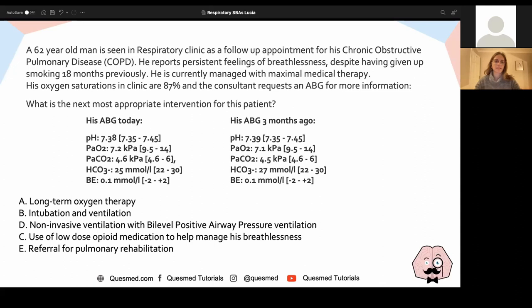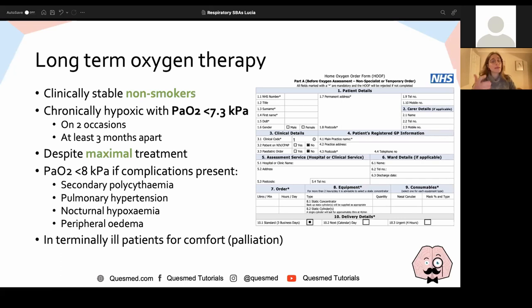Well done, absolutely. So this question really exemplifies the point I was making earlier that not all COPD patients are chronic CO2 retainers. In fact, some patients are just hypoxic and, when they're not acutely unwell, they remain hypoxic with a low CO2. And these patients are the ones who will benefit the most from long-term oxygen therapy.